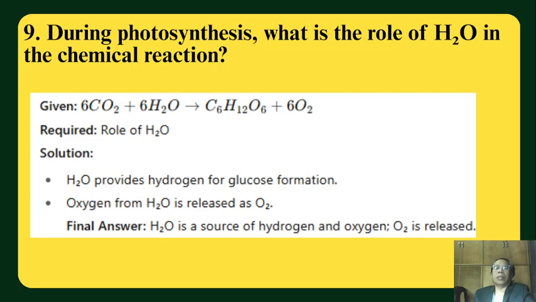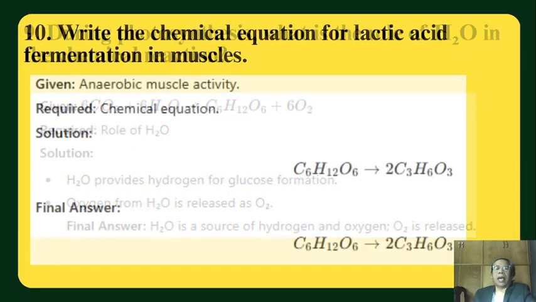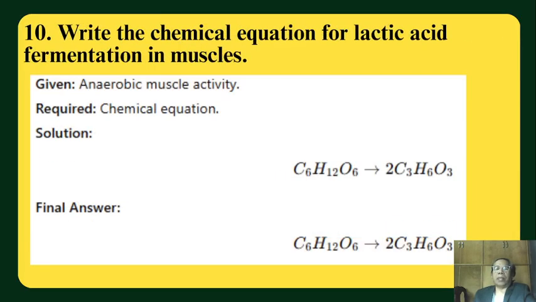So solution: H2O provides hydrogen for glucose formation. Oxygen from water is released as oxygen. So the final answer: water is a source of hydrogen, and the oxygen is released. And then practice problem number 10.